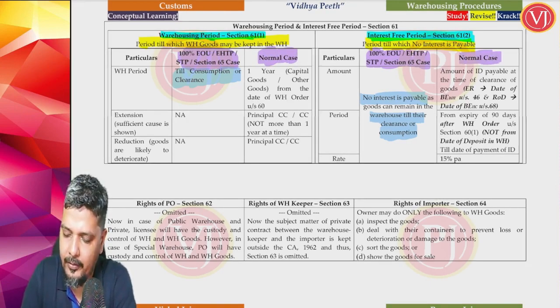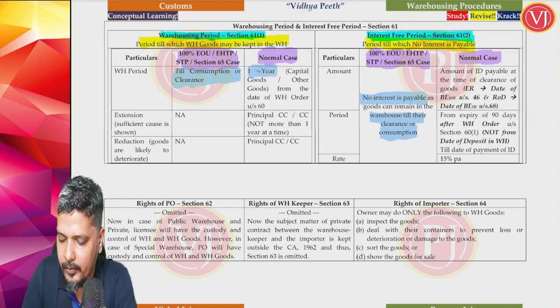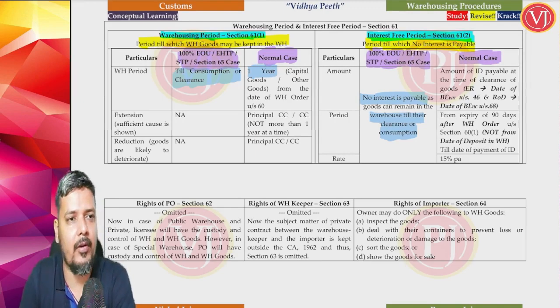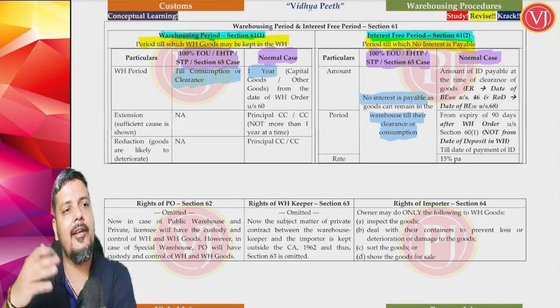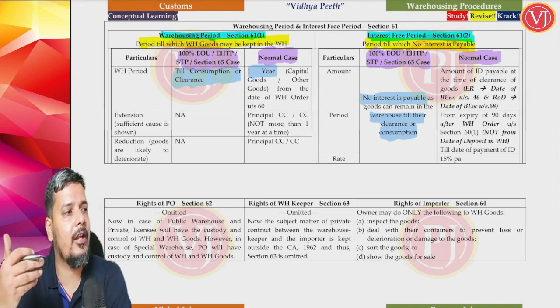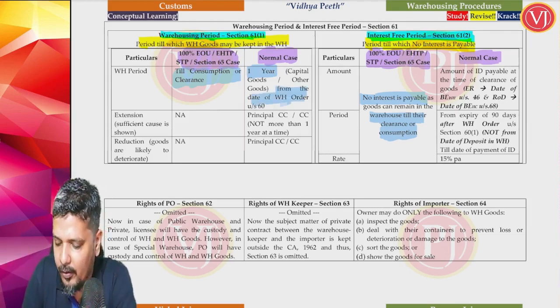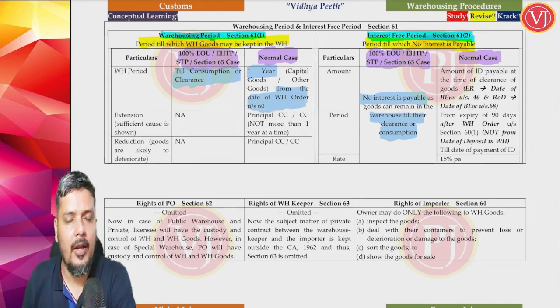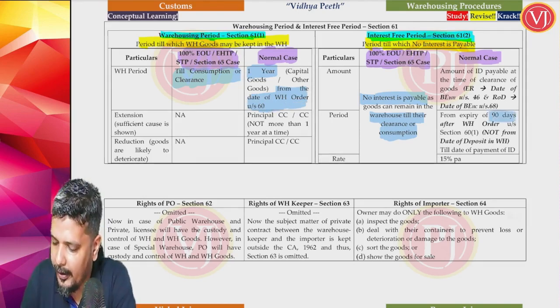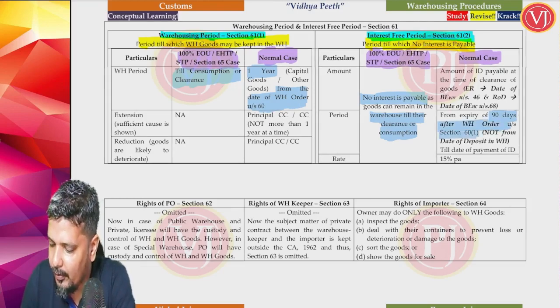Warehousing period is 1 year. Any goods, whether it is capital goods or other goods. Earlier there was a difference between capital goods or inputs. Now for any goods, the time limit is 1 year from the date of warehousing order. Interest free period is 90 days from the date of warehousing order.